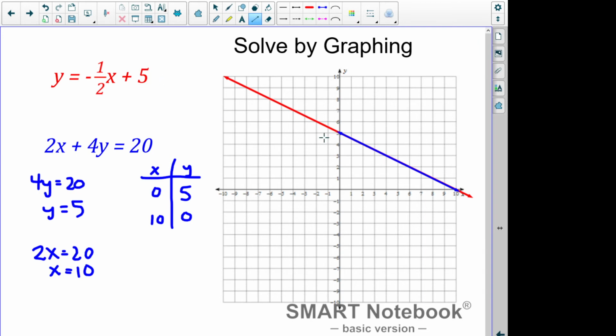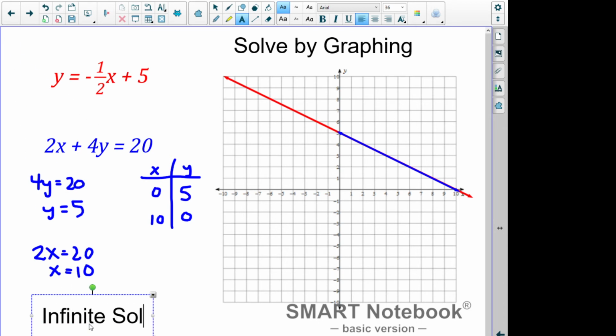They have the same slope, they have the same y-intercept. We would call those lines congruent lines, or they would be lines that are on top of each other. We call them the same lines. So for a solution, we would say there's an infinite number of solutions to this one. Okay.